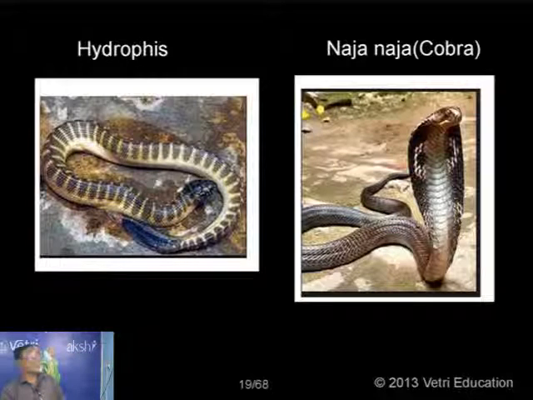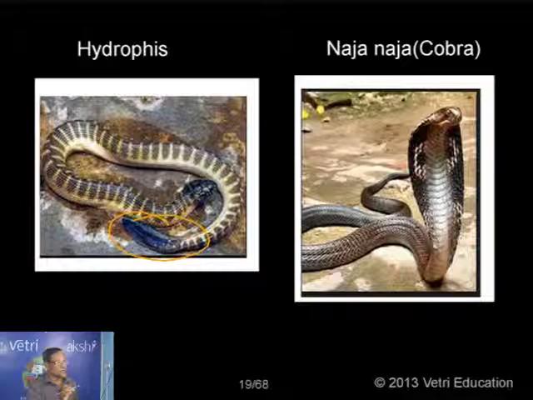Now you see this way. Here is the Hydrophis I mentioned. You see this one, the tail region. You can find out easily one identification of the sea snake or a water snake. This is the identification by which, by mere observation, you can say that it is nothing but a water snake, particularly a sea snake.